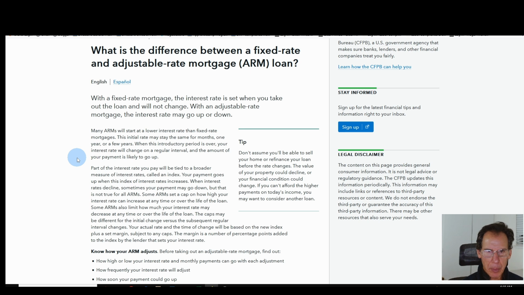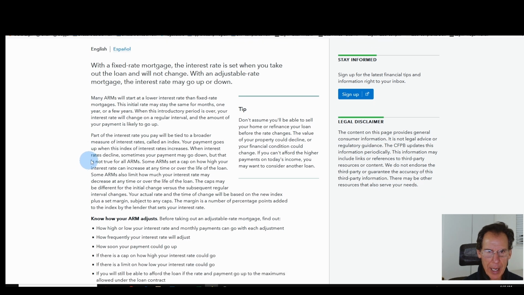When this introductory period is over, your interest rate will change on a regular interval, and the amount of your payment is likely to go up. Part of the interest rate you pay will be tied to a broader measure of interest rates called an index. Your payment goes up when this index of interest rate increases. When interest rates decline, sometimes your payment may go down. That is not true for all ARMs.